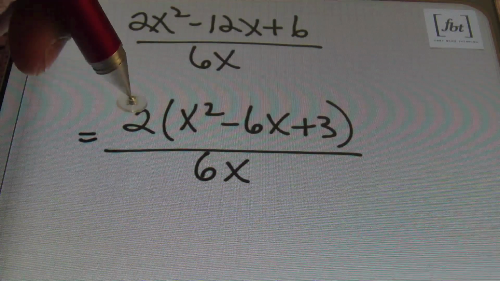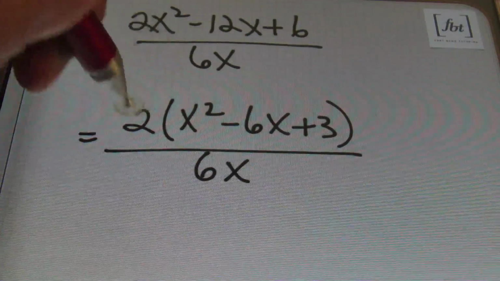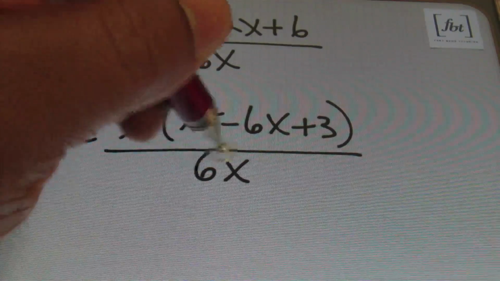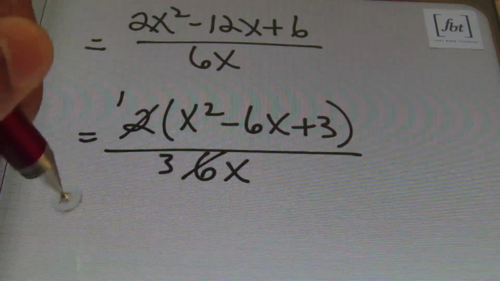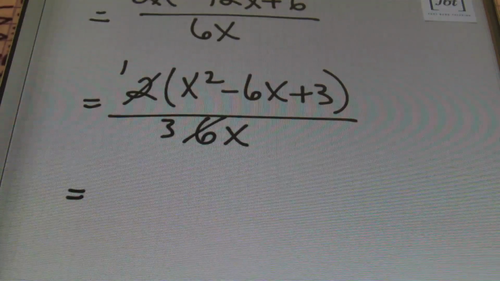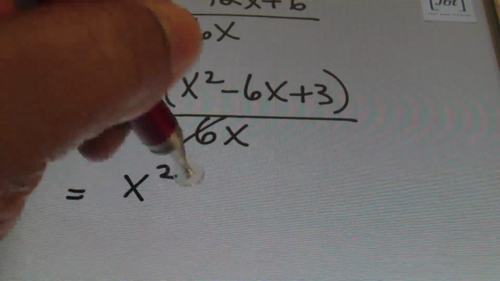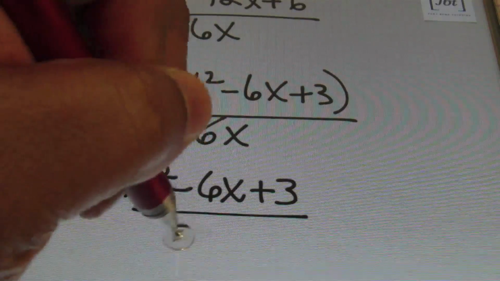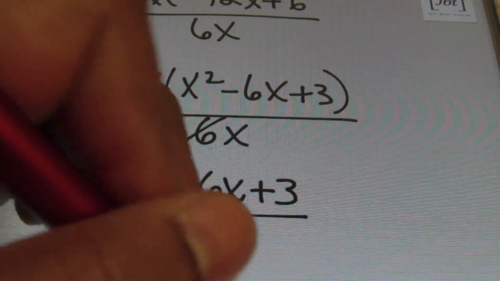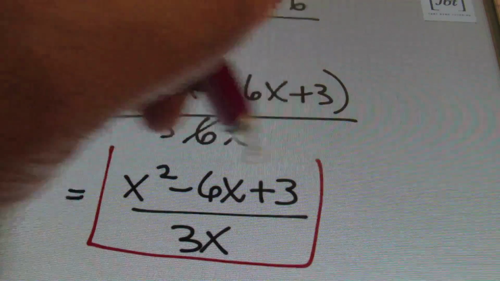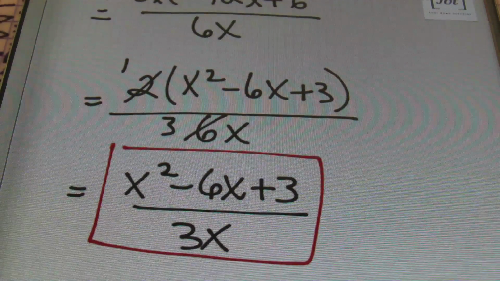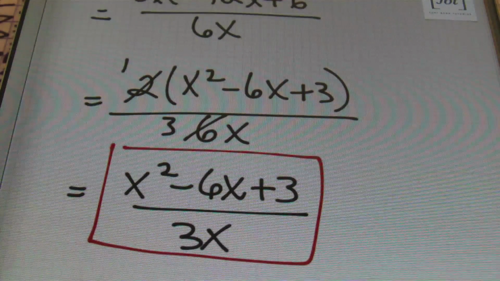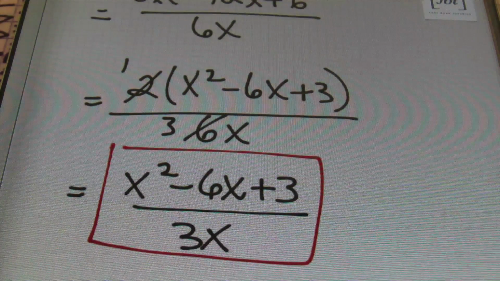So, keeping that in mind, I'm going to simplify. I know that 2 will go into itself once, and 2 will go into 6 3 times. So, I'll end up with a result that's x squared minus 6x plus 3 all over 3x, and this is my answer. I can't reduce this any further. This is going to be your result. X squared minus 6x plus 3 all over 3x. Done.